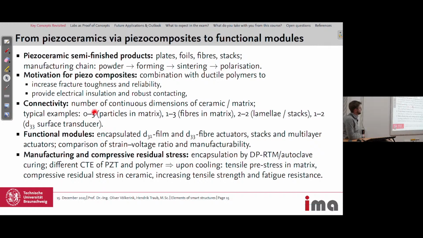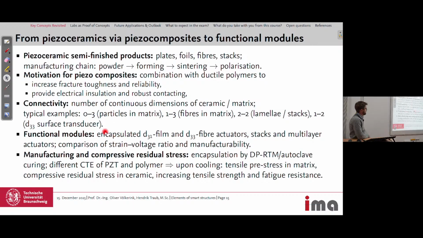Connectivity, also a topic we visited, was that for these composites we can formulate different connectivity. So 0-3 would be particles in a matrix, 1-3 fibers in a matrix, 2-2 would be stacks of foils, and most of the time we use 1-3, so fiber actuators, which use the D33 effect, or 2-2, like in the stack actuator we had in the lab.